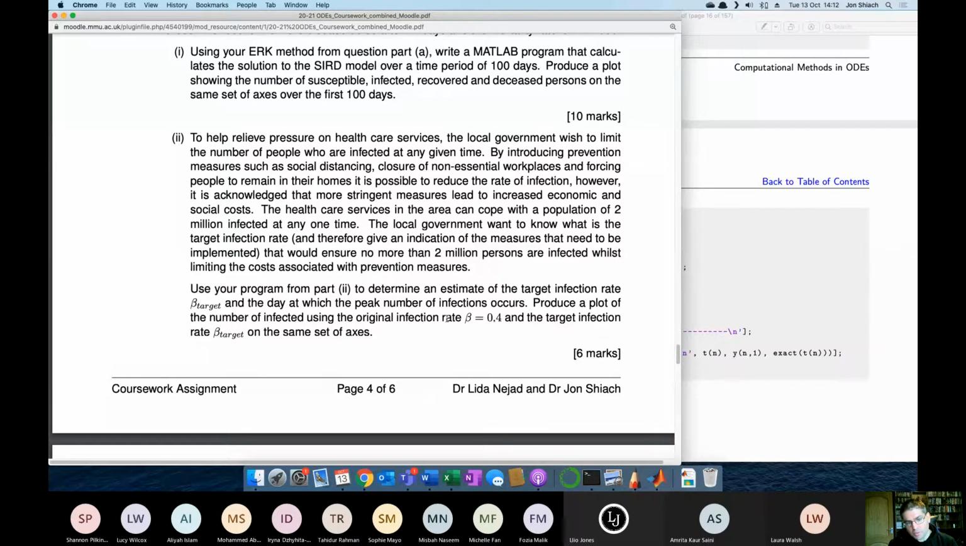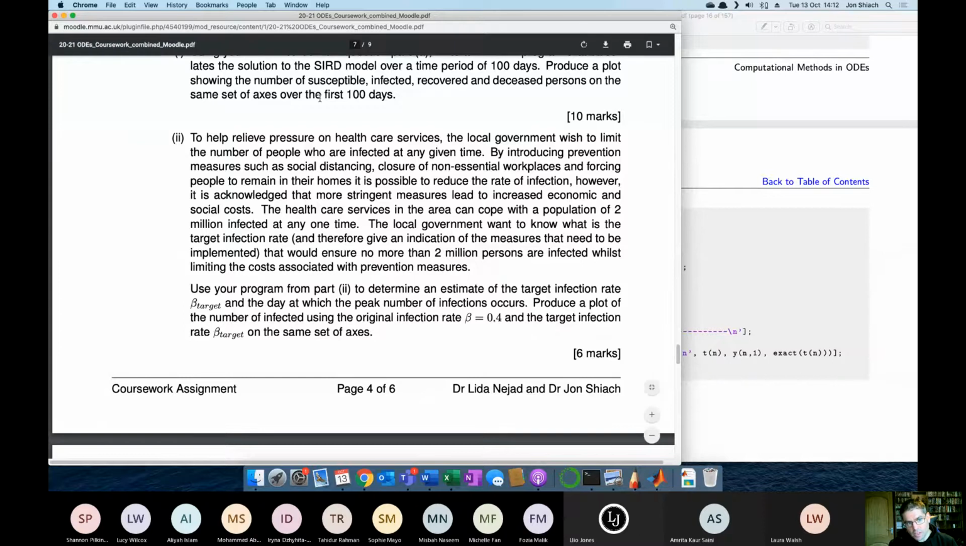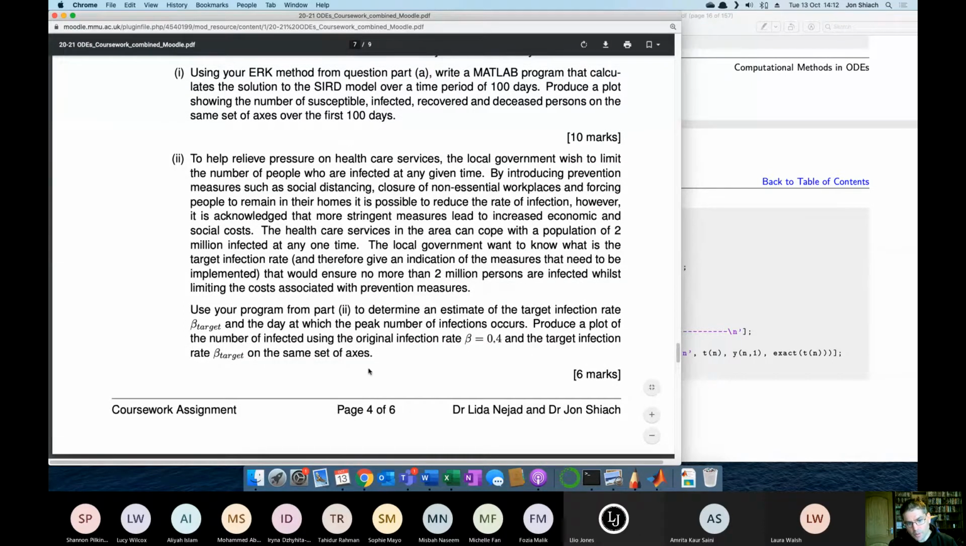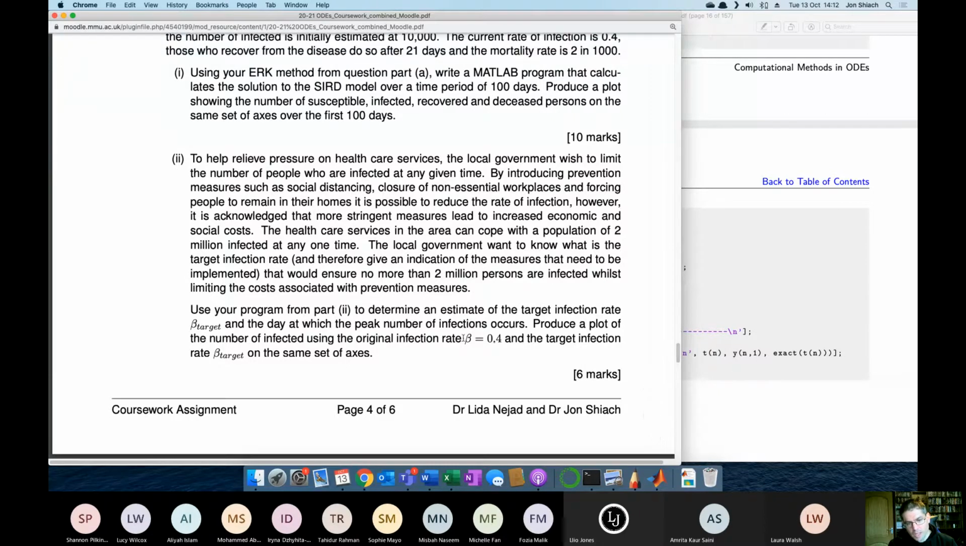Yes, and I want you to produce another plot. So one plot for part 1, and another plot which just shows the infection rates. That's the second column of your Y array, using beta 0.4 and whatever your beta target is. And that will show you what effect the 2 infection rates have on the overall infection. Okay, does that clear a few things up? Is there anything you would like me to revisit on question 3?